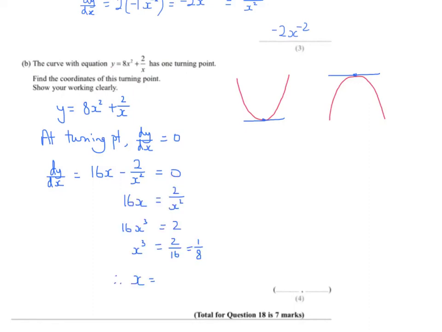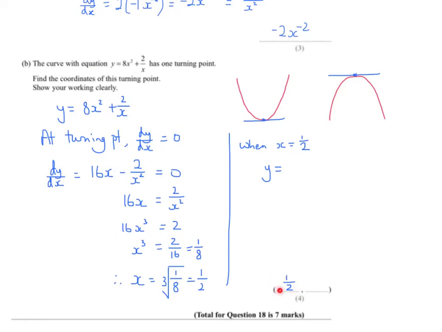So let's do a bit of algebra. This equals 0, so therefore 16x equals 2 over x squared. Multiply both sides by x squared gives 16x cubed equals 2. Divide both sides by 16 gives x cubed is 2 over 16, which simplifies to 1 over 8. So then I can take the cube root of that to find x. So x equals a half. So I've already got my x coordinate of the point is a half.